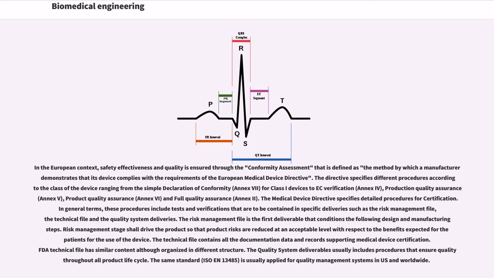The technical file contains all the documentation, data, and records supporting medical device certification. The FDA technical file has similar content, although organized in a different structure. The quality system deliverables usually include procedures that ensure quality throughout all product life cycle. The same standard, ISO 13485, is usually applied for quality management systems in the US and worldwide.